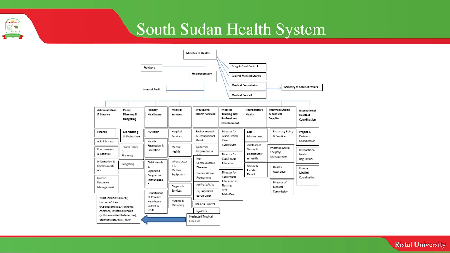So if you're going to look at the South Sudan health system, from this diagram, you can see that the Ministry of Health plays an important role in leadership and governance. And here you have, of course, the Minister of Health, who is appointed by the President. Okay, and then the Ministry of Health is technically headed by the Undersecretary, who oversees the other DGs in the different departments.